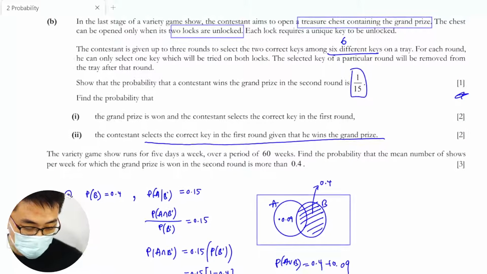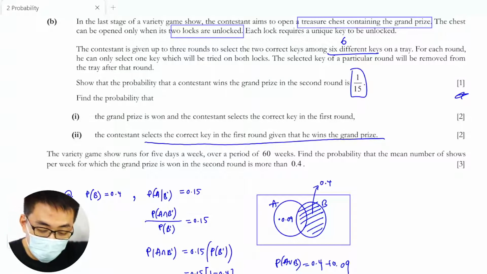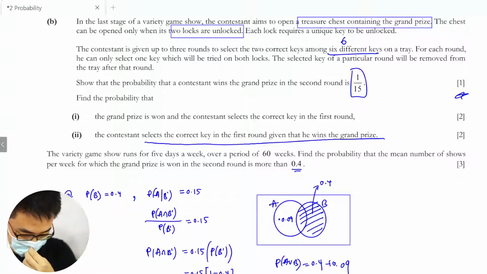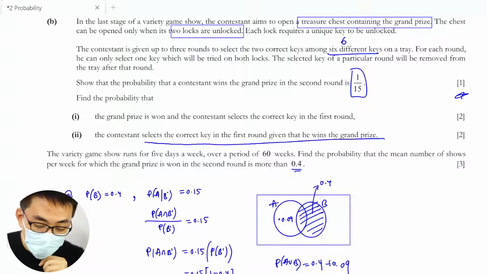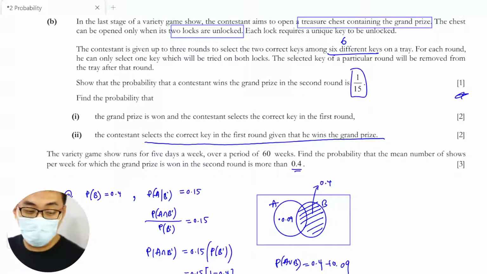Okay, here the variety game show runs for 5 days a week over a 60-week period. Find the probability that the mean number of shows per week for which the grand prize is won in the second round is more than 0.4. Find the mean number of shows per week for which the grand prize is more than 0.4.